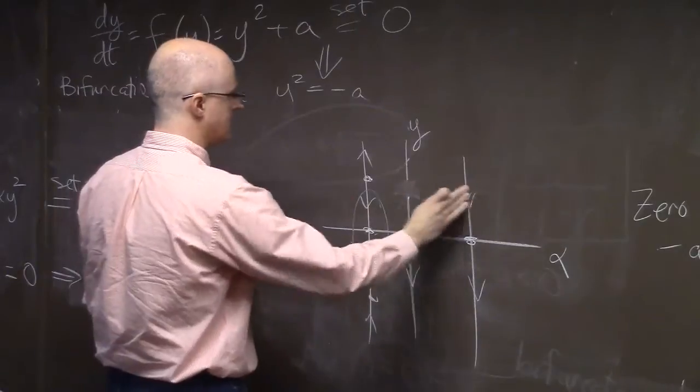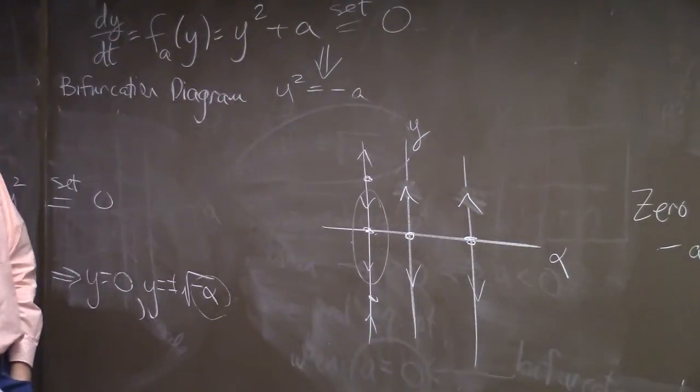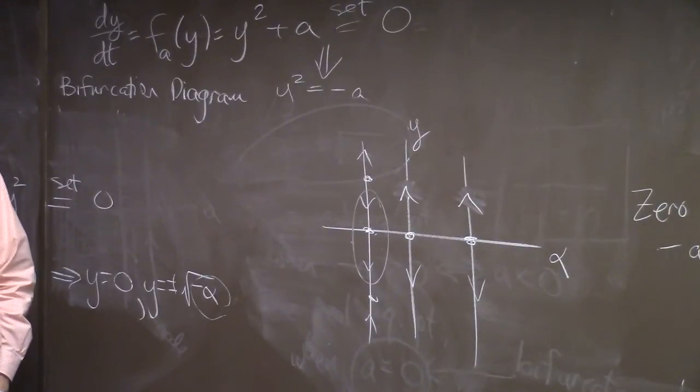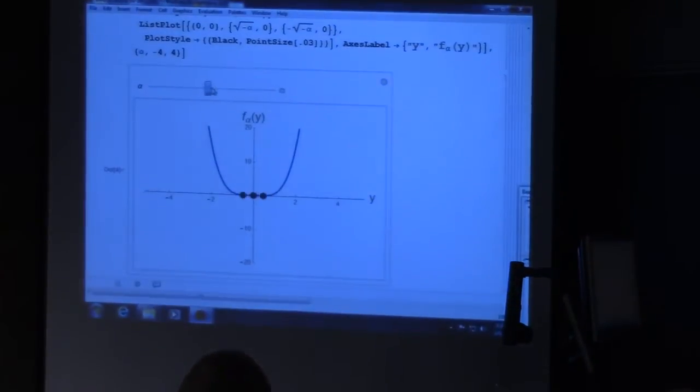Oops, I drew that wrong, sorry. When alpha is 0 or above, you just have 1 equilibrium point at 0, and it ends up being a source. Why? Because watch this graph. As alpha increases, it becomes always positive. We're always non-negative.